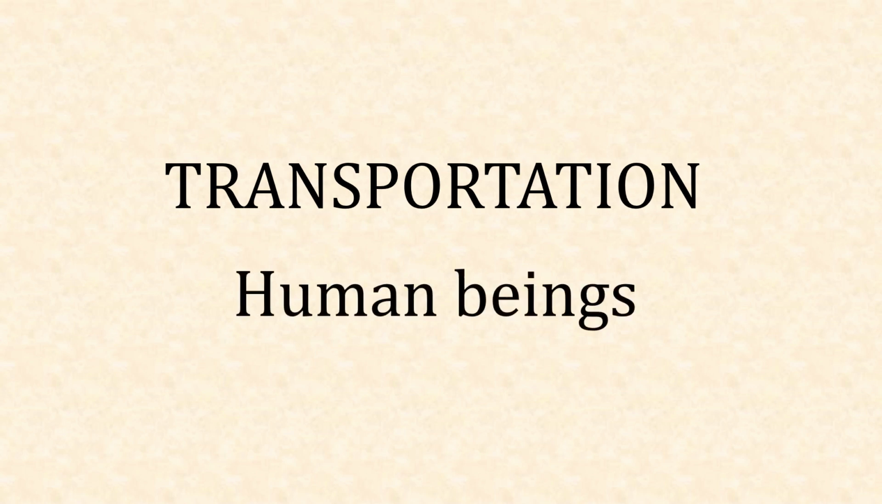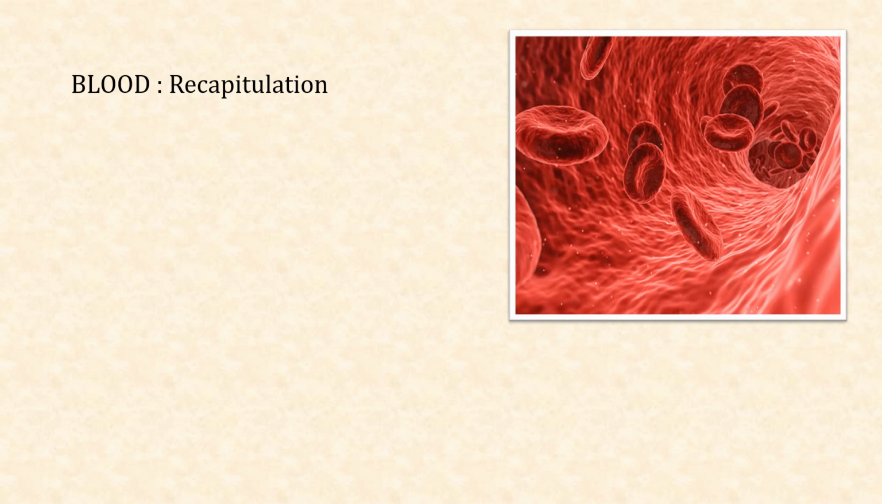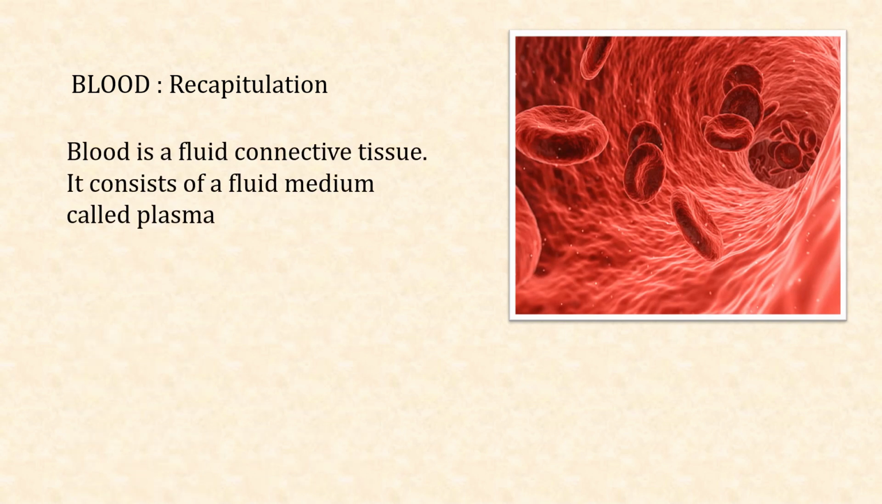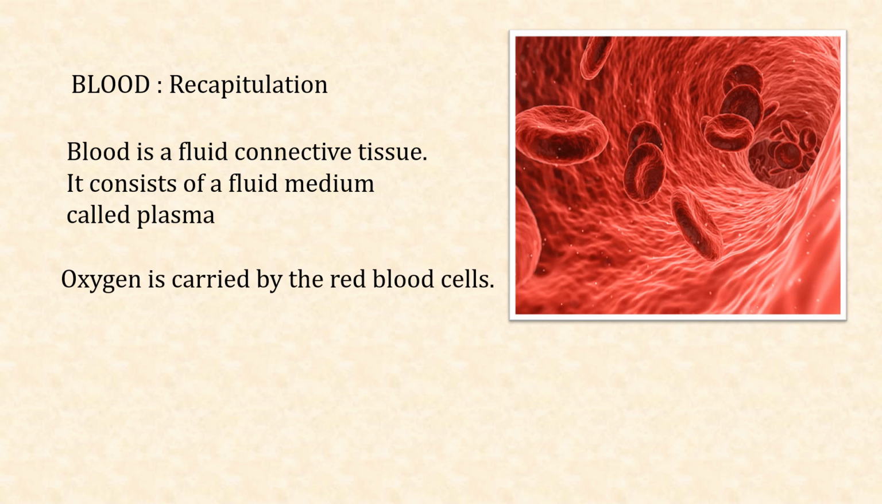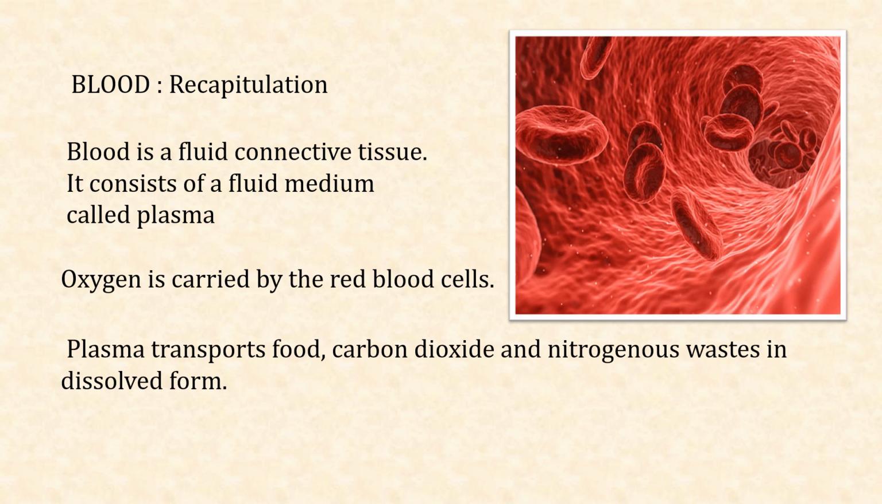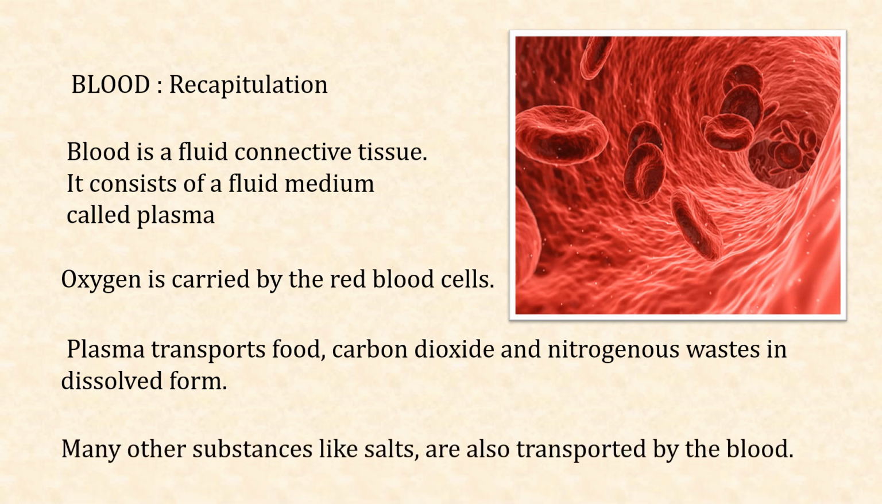Transportation in human beings. Blood recapitulation. Let us learn what we know about blood already. Let's have a recapitulation. Blood is a fluid connective tissue. It consists of a fluid medium called plasma. Oxygen is carried by the red blood cells. Plasma transports food, carbon dioxide, and nitrogenous wastes in dissolved form. Many other substances like salts are also transported by the blood.